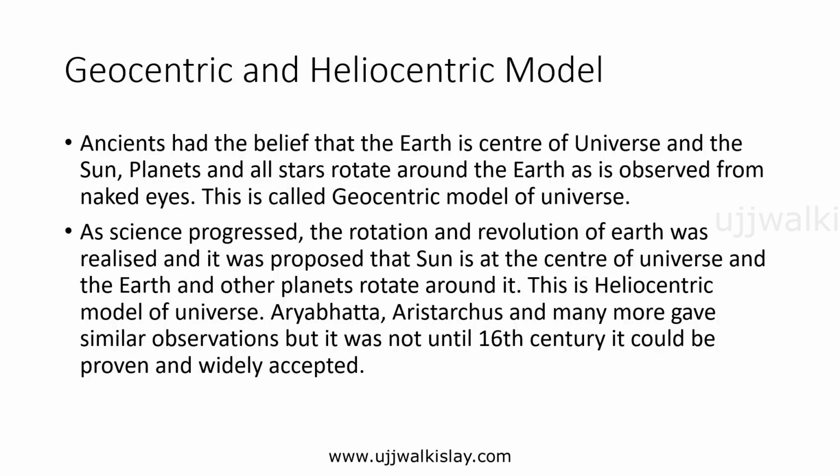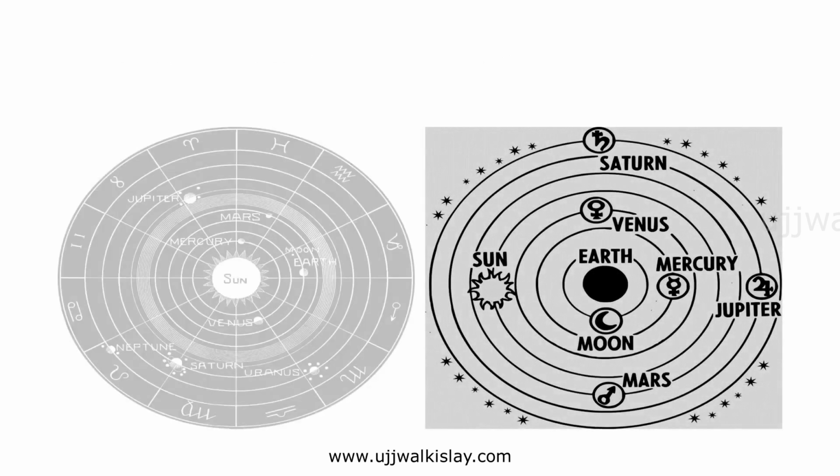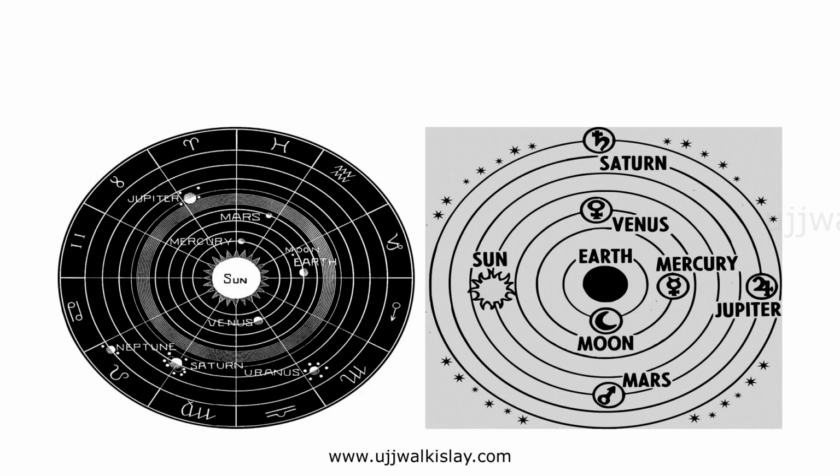Aryabhata, Aristarchus of Samos, and many more ancient mathematicians and astronomers gave similar observations. But it was not until the 16th century, till the invention of telescope and the works of scientists like Galileo, Copernicus, etc., that it could be proven and widely accepted. Here you can see the difference between the heliocentric and geocentric model of universe.